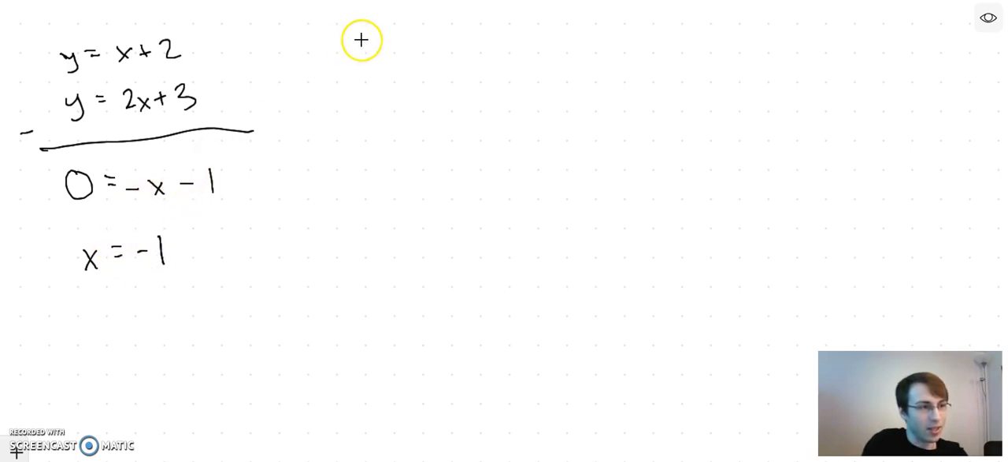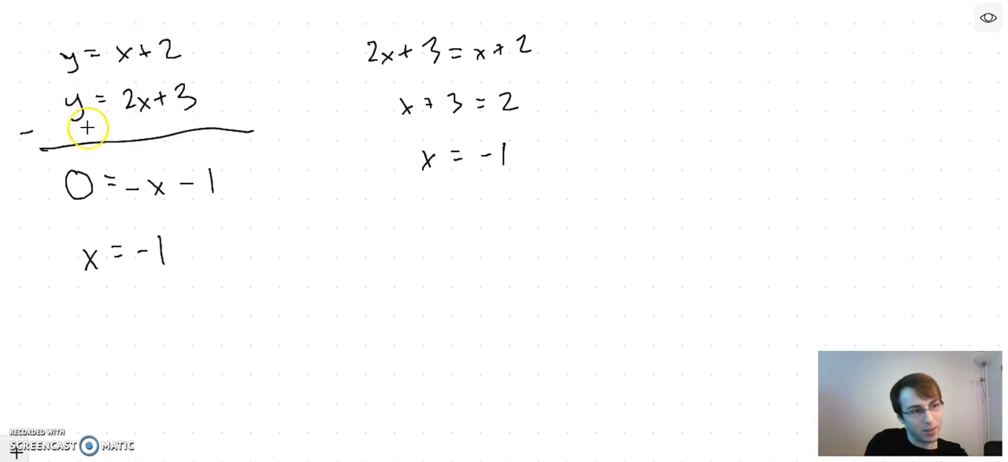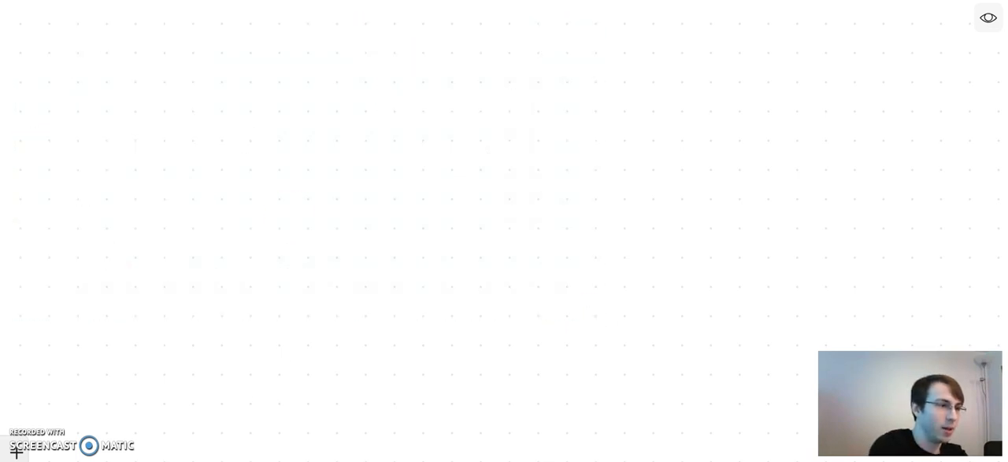Versus in substitution, that would be a little bit more writing. You'd have to write 2x plus 3 equals x plus 2, and then subtract over to get x plus 3 equals 2, and x equals negative 1. Sometimes it's just easier to think about it like this, especially if you've got the equations stacked like this, and you can just see it right off the bat. Now, it's not always that easy to just subtract equations. Sometimes you have to multiply first. So I'm going to get rid of this, and then we'll do another example.